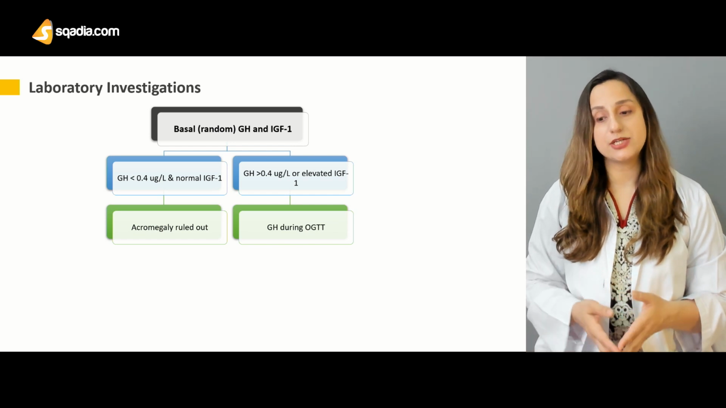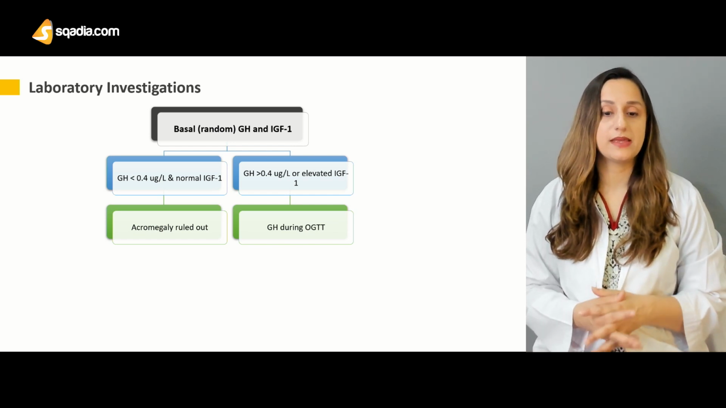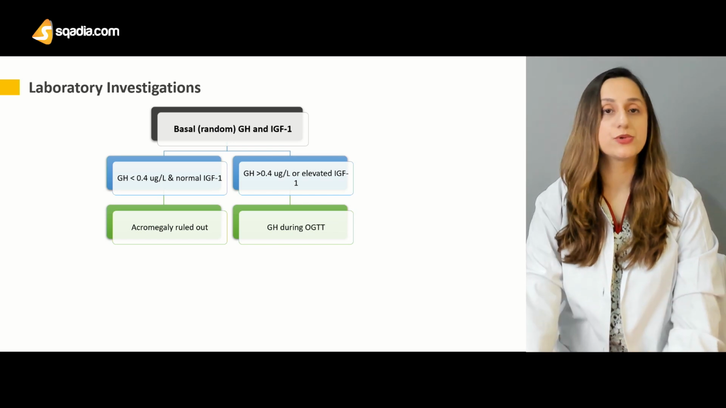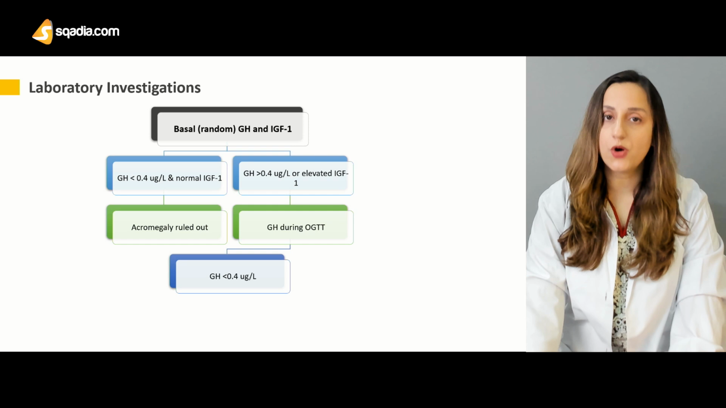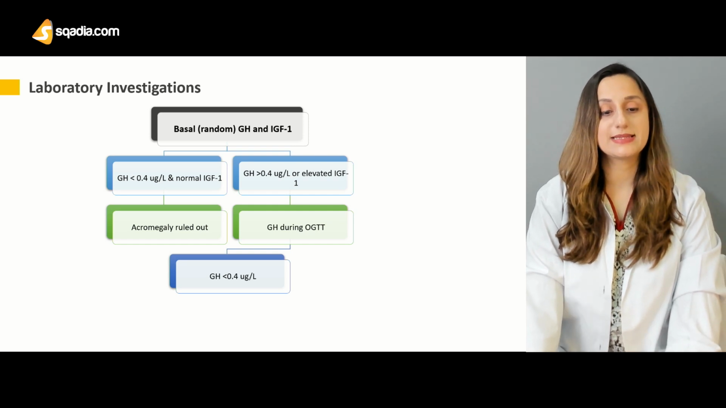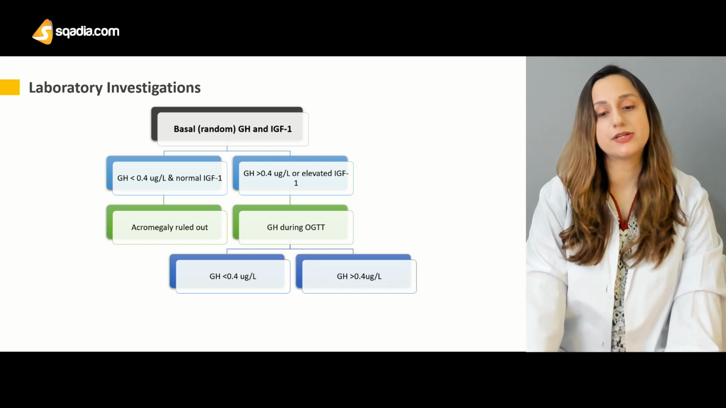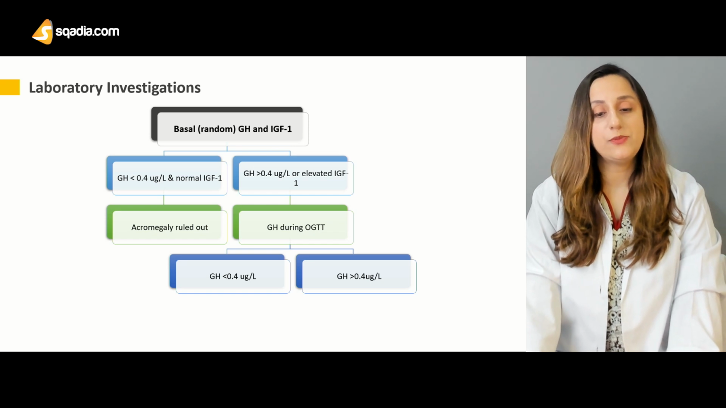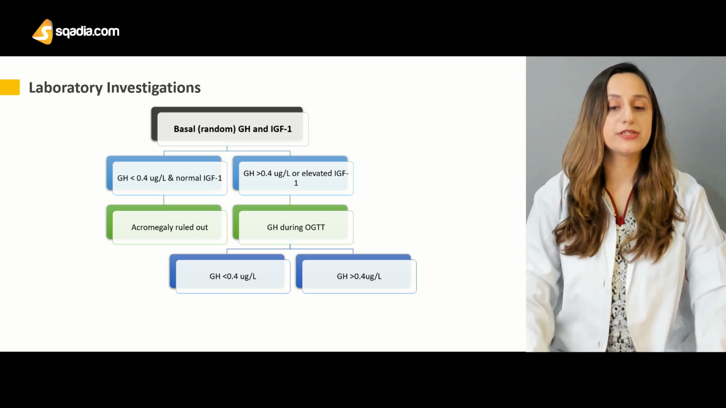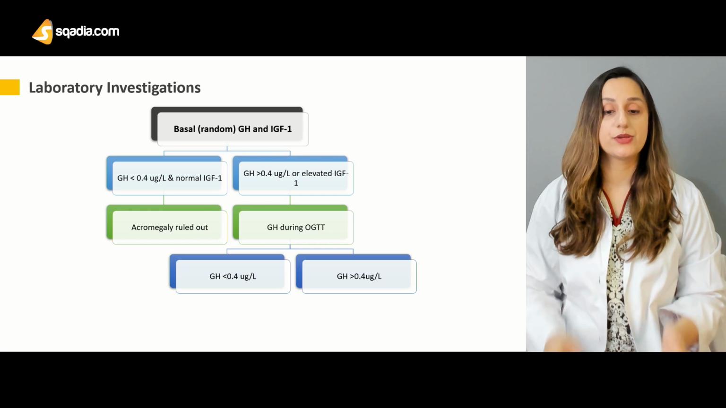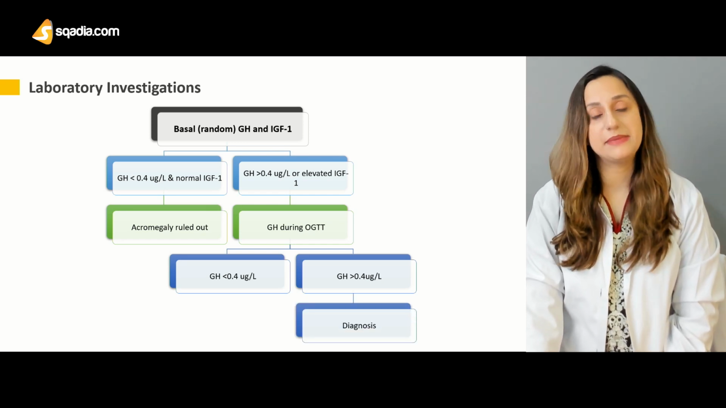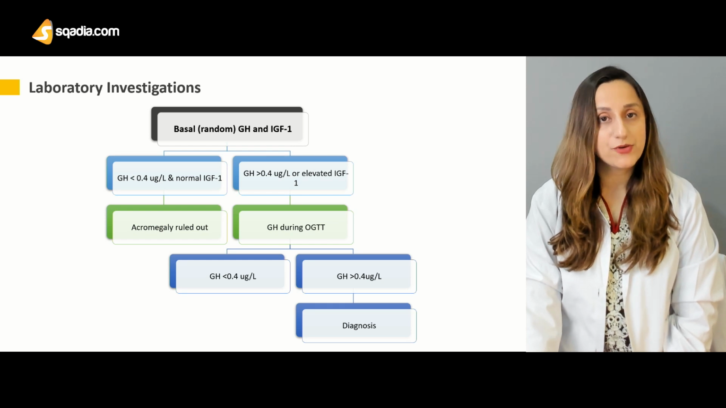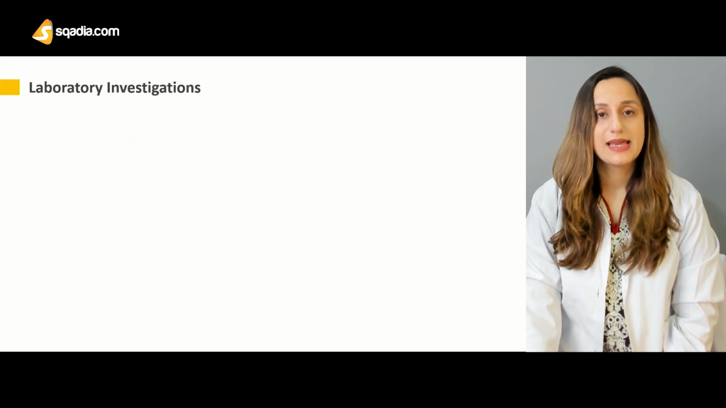So usually in patients who have these tests deviated, the oral glucose tolerance test is also deviated. The growth hormone levels are normally less than 0.4 micrograms per liter. And if the test results point towards growth hormone levels more than 0.4 micrograms per liter, then only you can make a diagnosis of acromegaly in these patients.